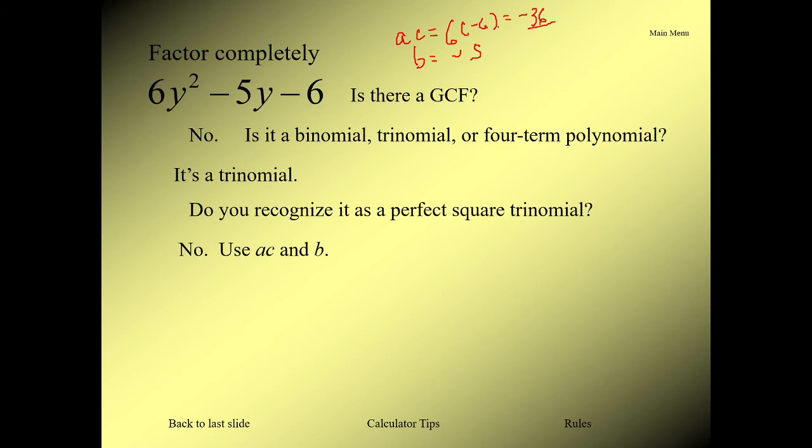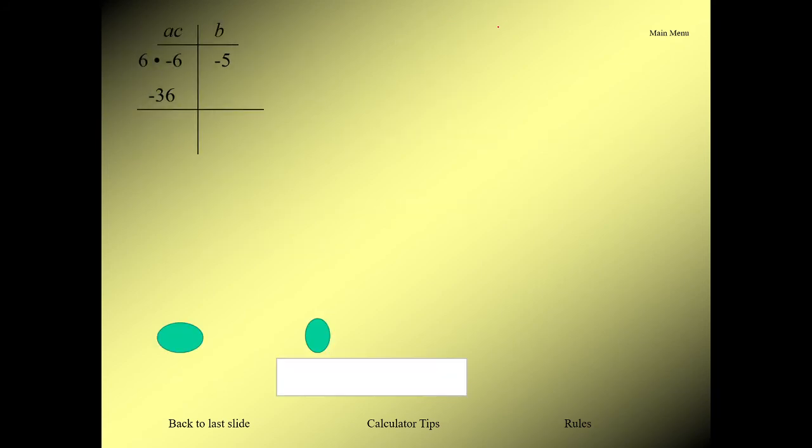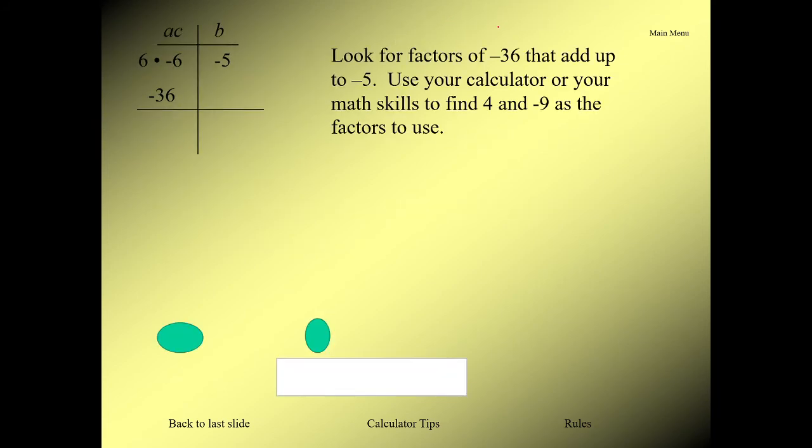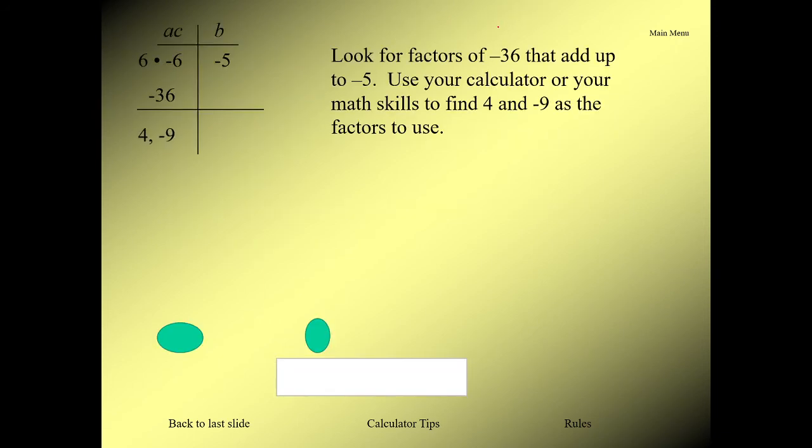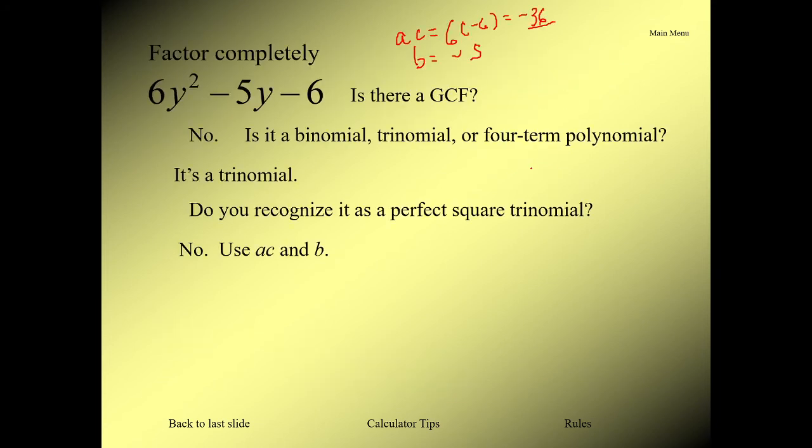So, what are our two numbers? You have already seen that the two numbers are 4 and negative 9. Negative 9 times 4 is negative 36. Negative 9 plus 4 is negative 5. So that satisfies our two numbers.